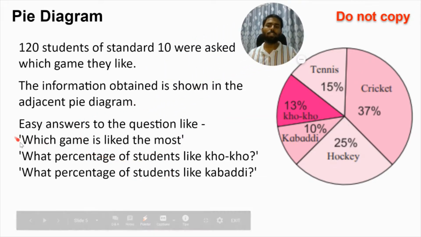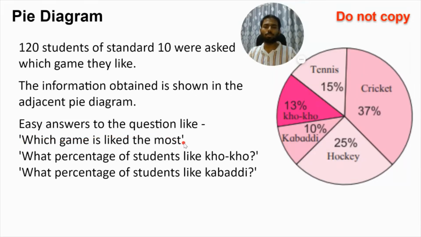For example, the first question is which game is liked the most. If you see which sector has the most area, the cricket sector has the highest area, right? So your answer is that cricket is the game which is liked the most. Next, what percentage of students like Kho? Kho is here, and they've written 13% over here. So 13% of students like Kho.